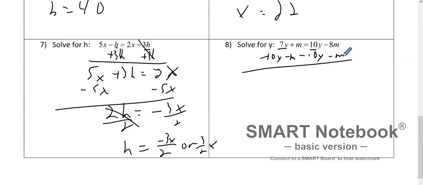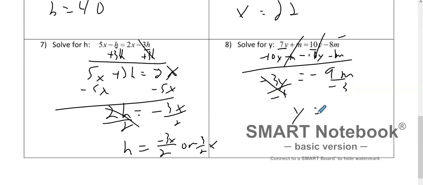It's up to you. So here I'm going to cancel those. 7y minus 10y is negative 3y. And on this side, if I borrow $8 and I borrow $1, I'm in debt $9. Now I just divide by negative 3. So y is equal to negative 9 divided by negative 3, which is positive 3m. Okay. Next page.